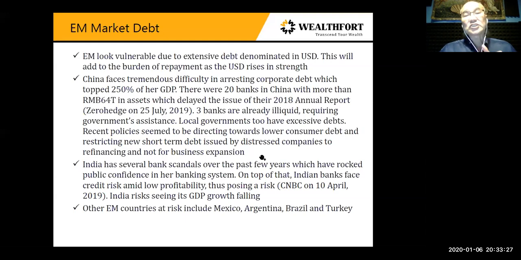There were 20 banks in China with more than 64 trillion renminbi in assets, which delayed the issue of their 2018 annual report. Now, this is based on a Zero-Hedge article dated 25th August 2019. Now, 3 banks are already illiquid, requiring government assistance. That means bailing out, okay? Local governments too have excessive debt. Recent policies seem to be directing towards lower consumer debt and restricting short-term debt issued by distressed companies to refinancing and not for business expansion.